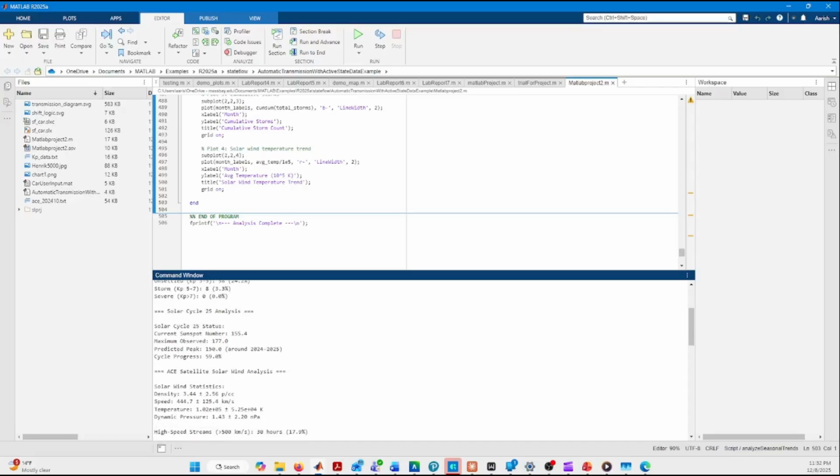In solar cycle 25, the current sunspot number is 155.4. The most observed is 177, and the projected peak will be 150, and the cycle progress so far has been 59%.